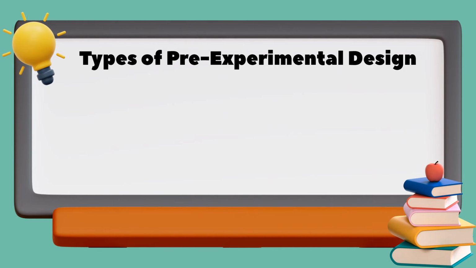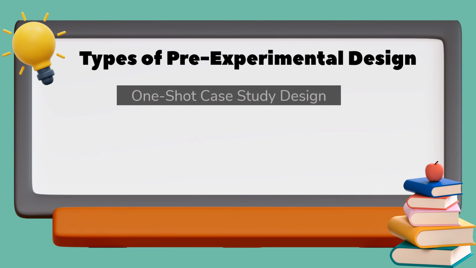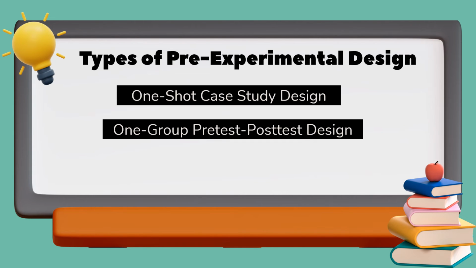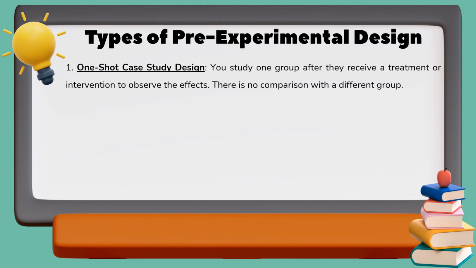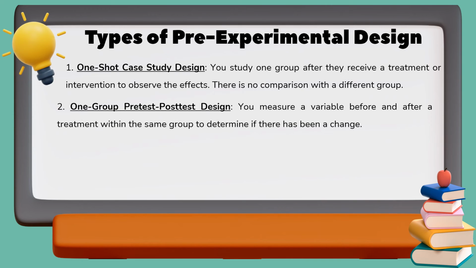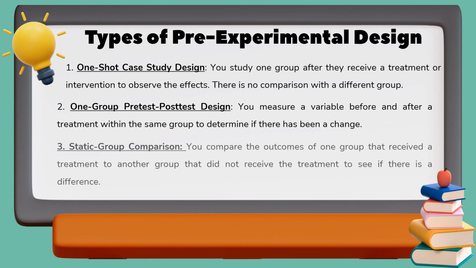There are three types of pre-experimental design: one-shot case study design, one-group pretest-posttest design, and static group comparison. In one-shot case study design, you study one group after they receive a treatment or intervention to observe the effects. There is no comparison with a different group. One-group pretest-posttest design. You measure a variable before and after a treatment within the same group to determine if there has been a change. Static group comparison. You compare the outcomes of one group that received a treatment to another group that did not receive the treatment to see if there is a difference.